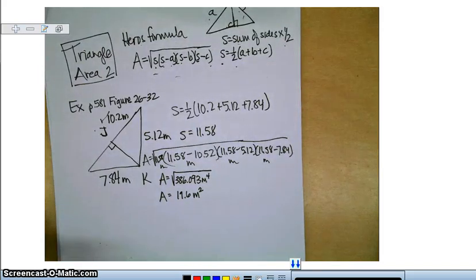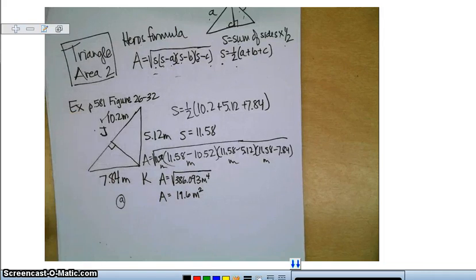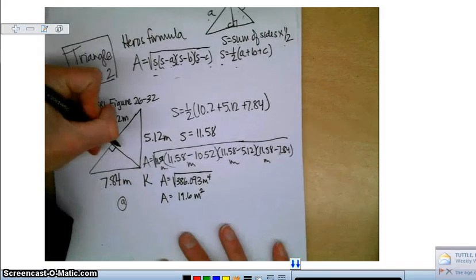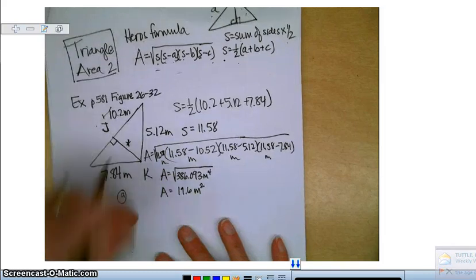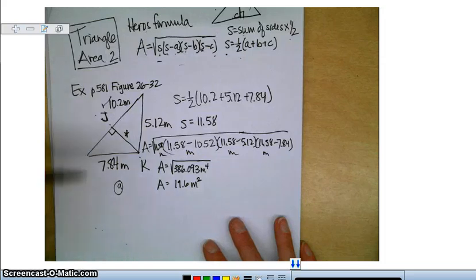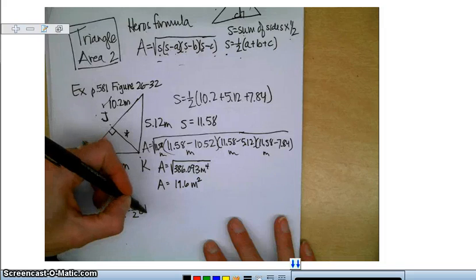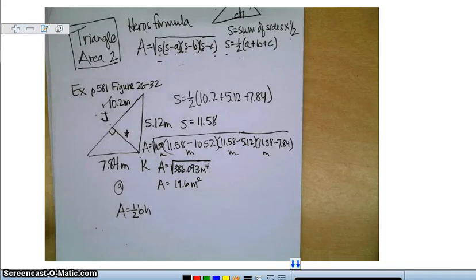So the actual question, if we look at it for part A, this is just part A, find the area. Then they ask us to find the altitude, JK. So they're asking us now to find this value right here, JK. Well, we can do that now, because we know that the area is 1/2 base times the height. That is the other area formula that we know.